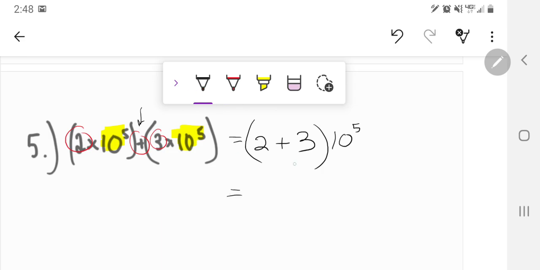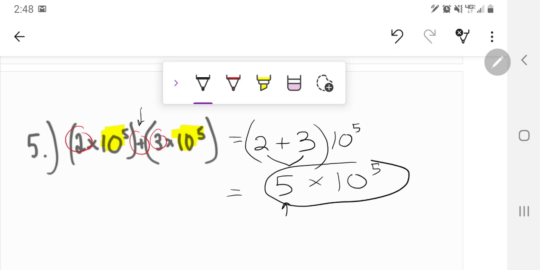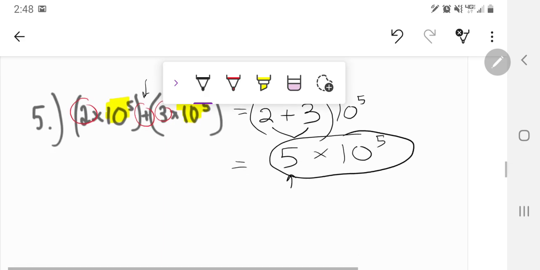All right, so then after that, we just simplify. 2 plus 3 is 5, and it's being multiplied by the 10 to the 5th. Check to see if that's between 1 and 10. It is. Circle our answer because we're super confident that we got it right.